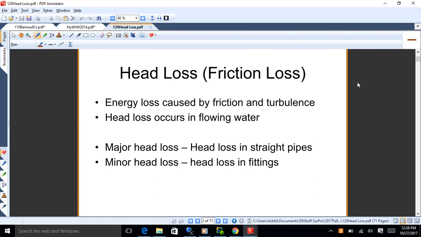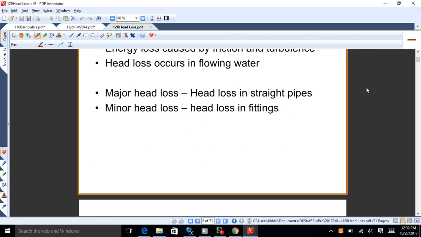Okay, so head loss occurs only when the water flows. If it's not flowing, there's no head loss. So I think of head loss as occurring with friction and turbulence. What happens is you get a little bit of heat in the water and it just dissipates off into the atmosphere and you've lost the energy. There's two kinds: major head loss, which is head loss in straight pipes, and minor head loss, which is head loss in fittings.